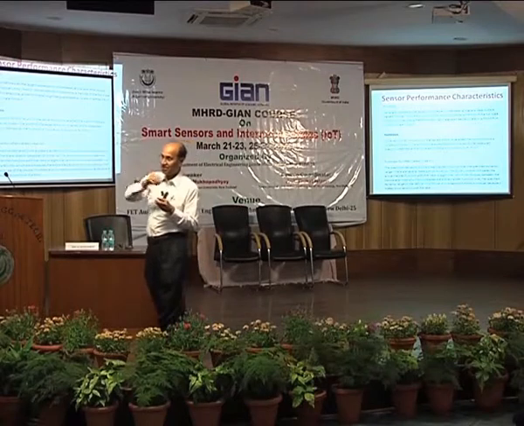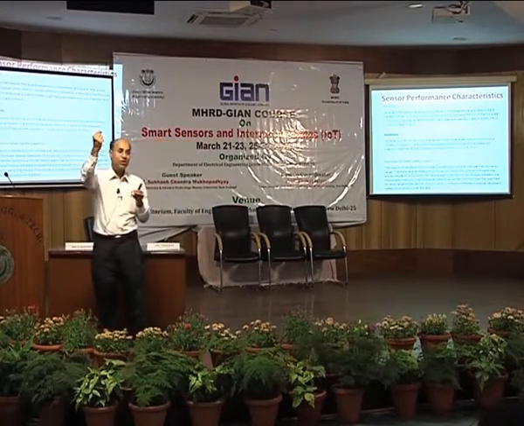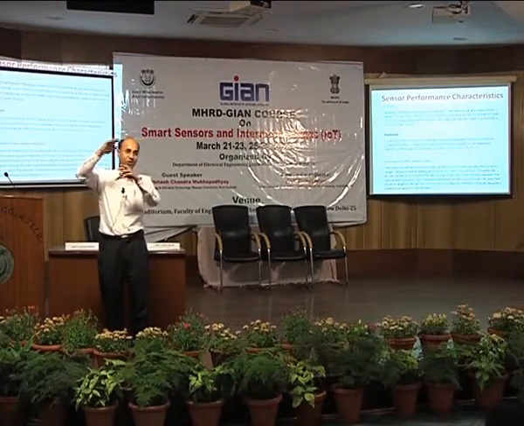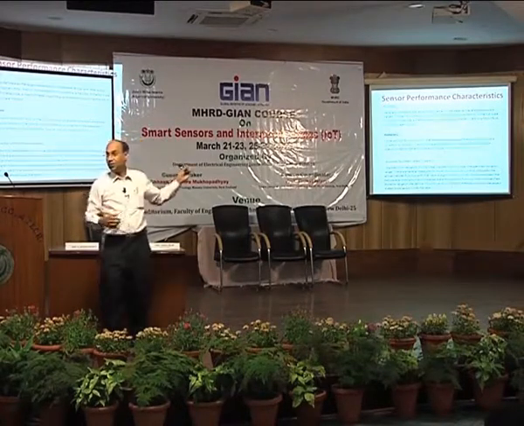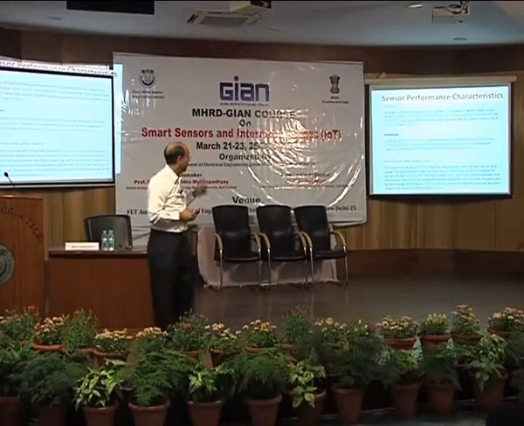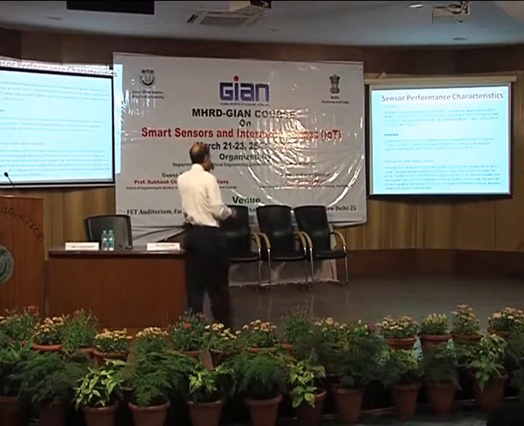So if you have hysteresis, at the same value you can't say it's 30 degrees. It may be 32 degrees. It may be 33 degrees, depending on how much hysteresis. So we also need to do the hysteresis curve. Basically you change the input parameter, then decrease the input parameter, and see how the response behaves. So hysteresis is sometimes very, very important.